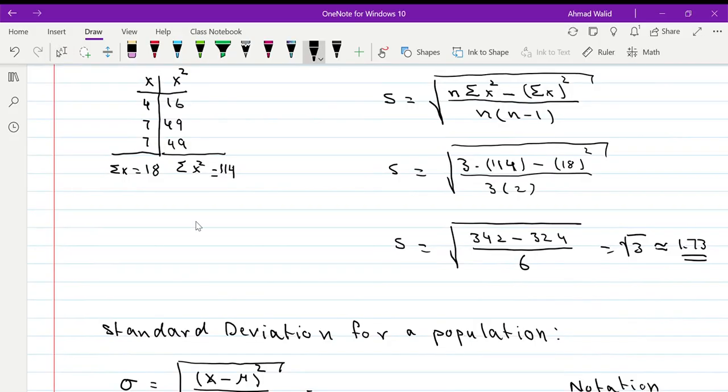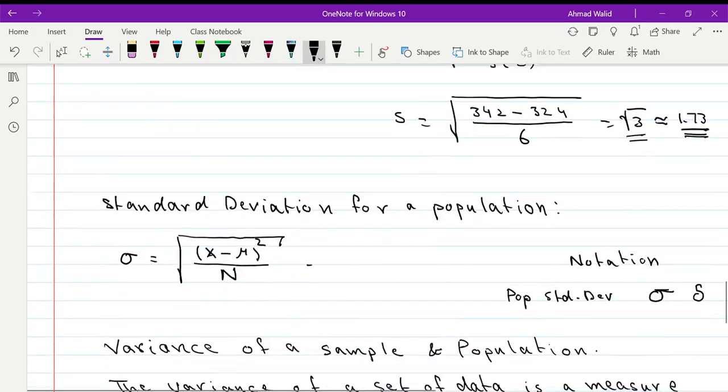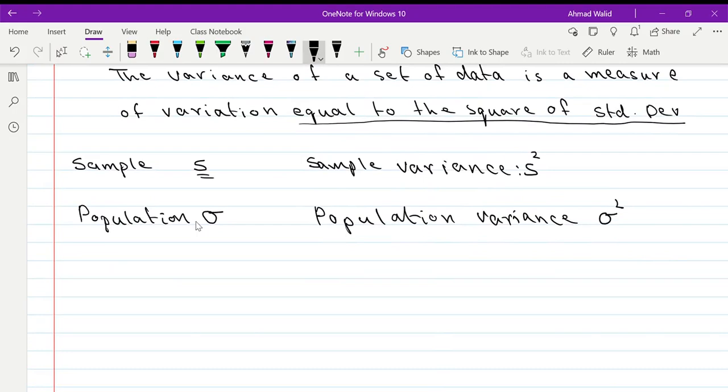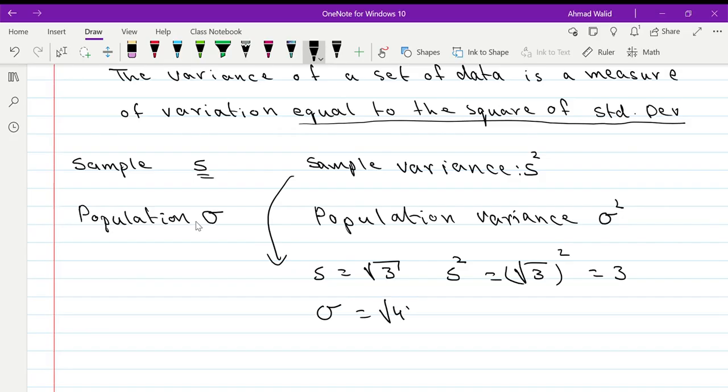For example, you see in the examples that we did, I found the standard deviation of that bank wait time 4, 7, 7. You found that 1.73, but actually it was radical 3, correct? If they tell you find the variance for that example, which your s is radical 3, what you do, you find s squared. s squared equals radical 3 squared, which gives you what? 3.